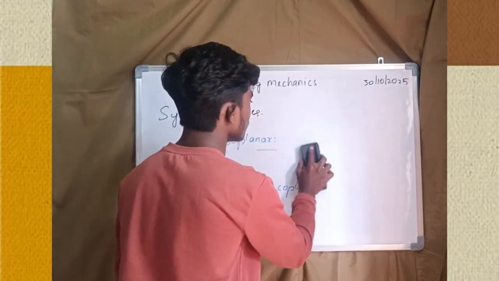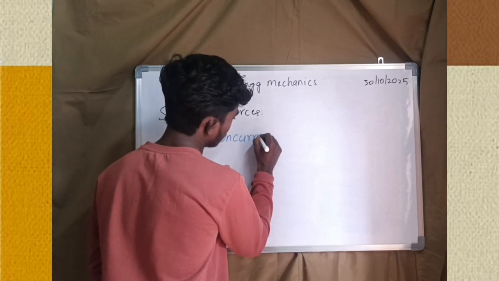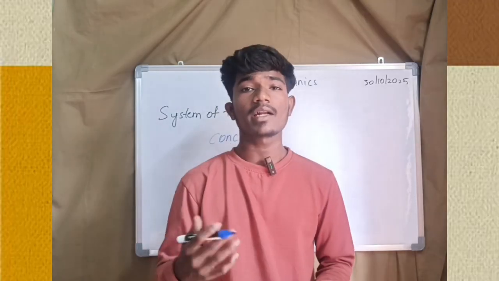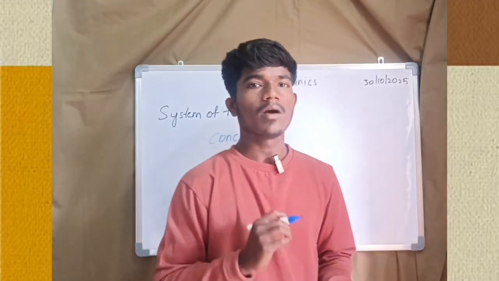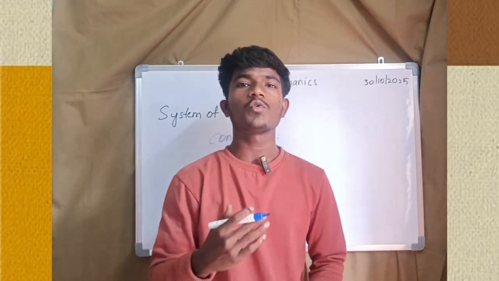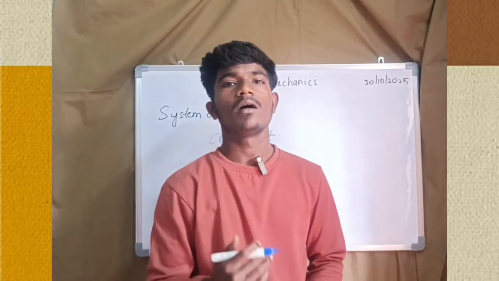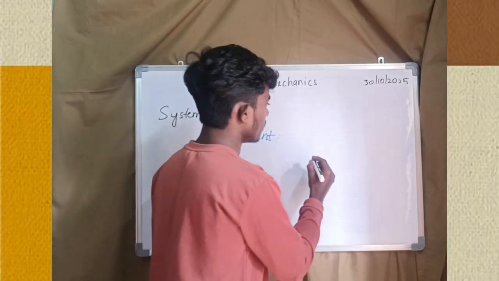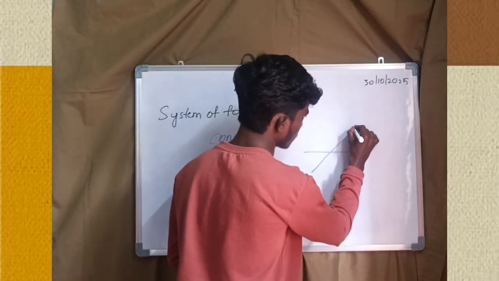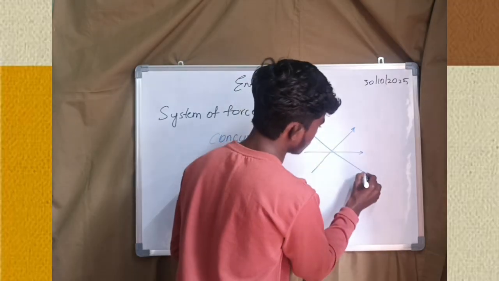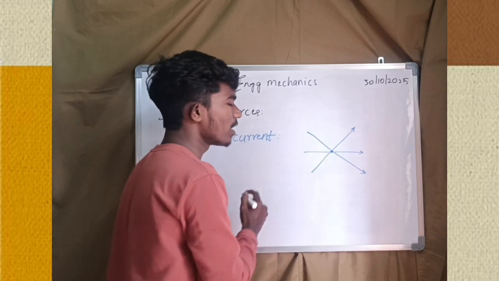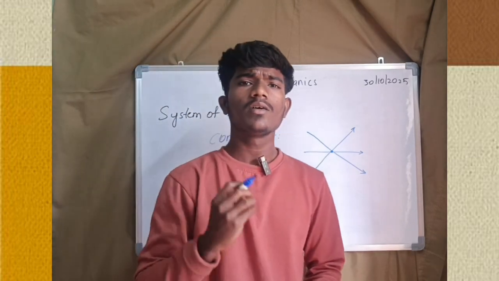The next one is concurrent forces. Concurrent forces means if all the forces acting on a body meet at a point, they are termed concurrent forces. If we see the diagram, one force is acting in this direction, another force is acting in this direction, and the third force is acting in this direction. If the forces meet at a point, they are called concurrent forces.